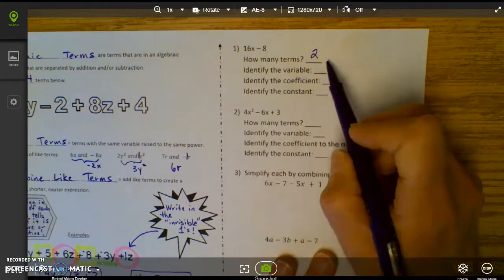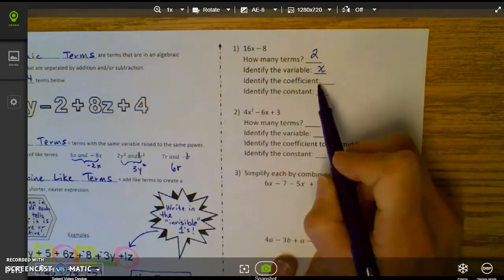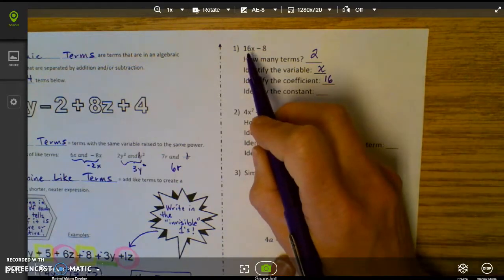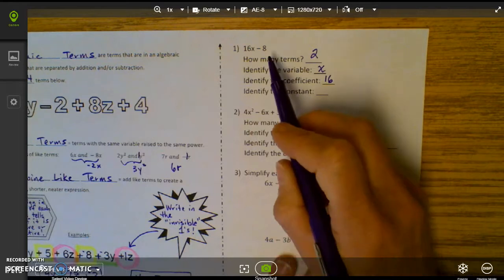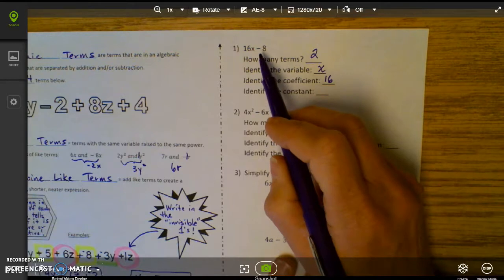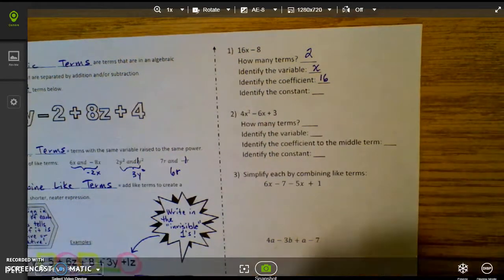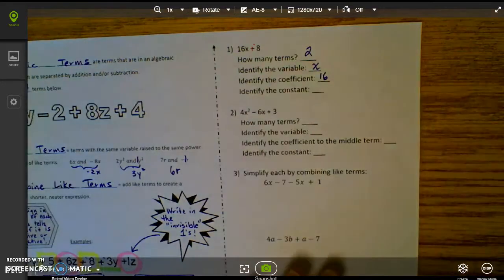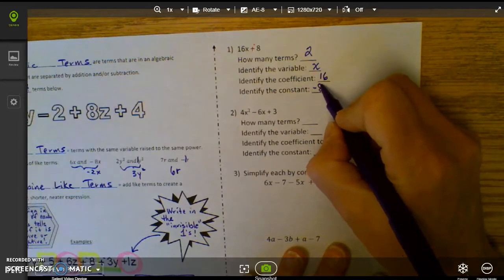The variable is your letter, so that's the x. The coefficient is the number in front of our letter, so that's 16. And the constant term, remember we went over vocabulary the other day, is this plain number at the end. It never changes. Notice it is a minus sign 8, or if you do keep, change, it reminds us that it is a negative 8, which is your constant term.